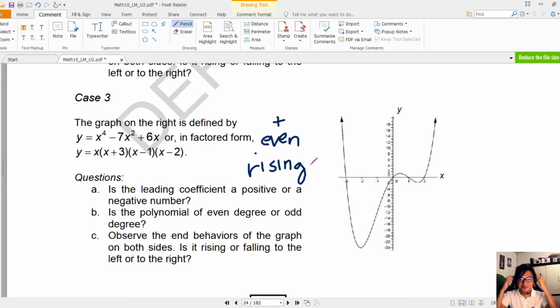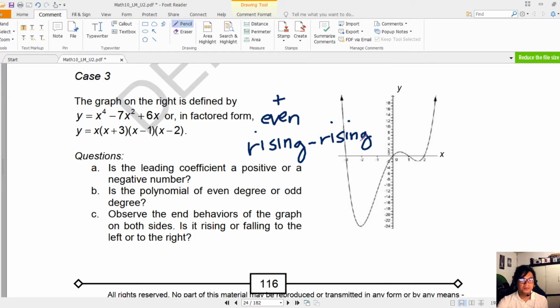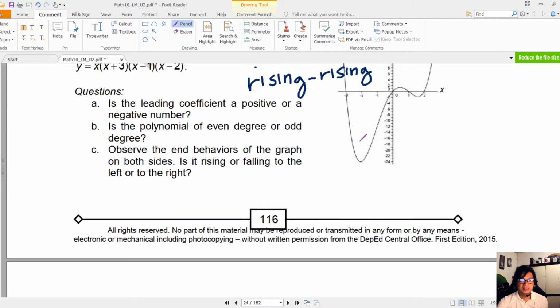So it's rising, rising. Okay. Ito yung ating behavior ng ating graph. It's rising, rising. Okay, next.